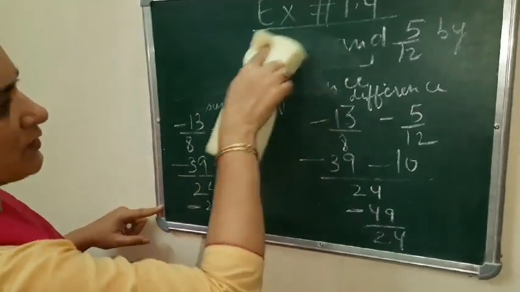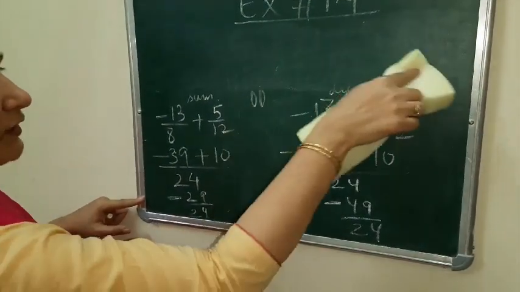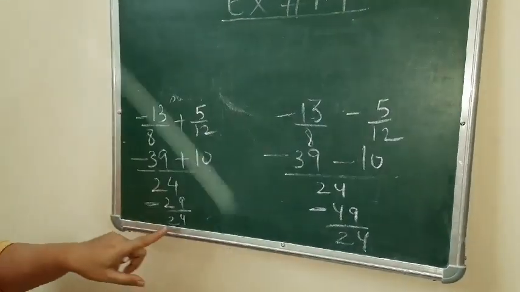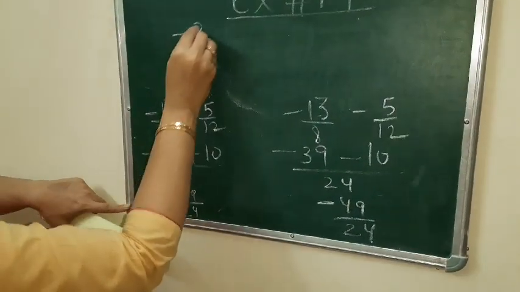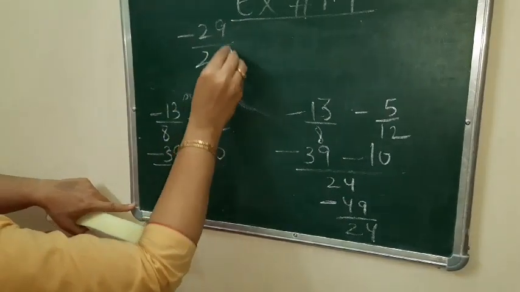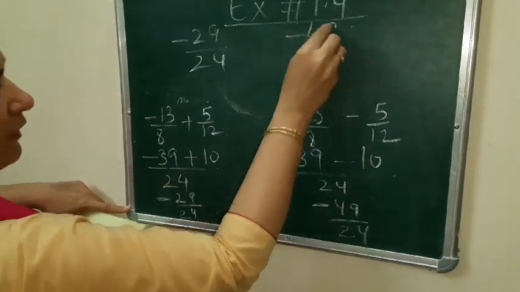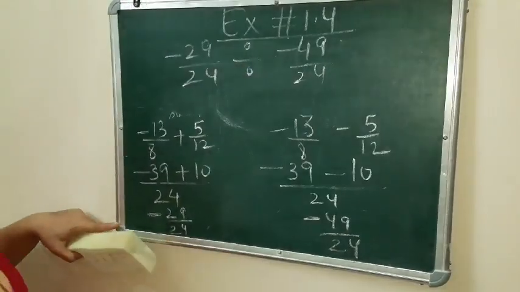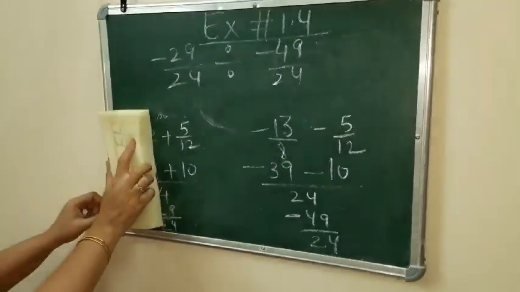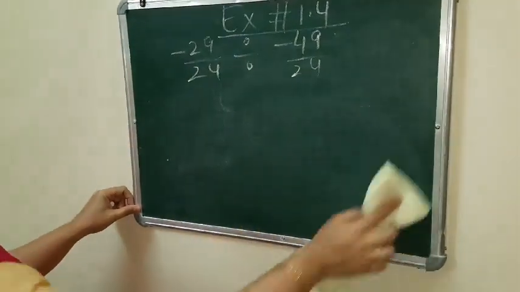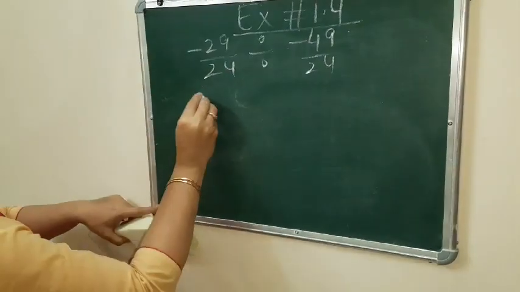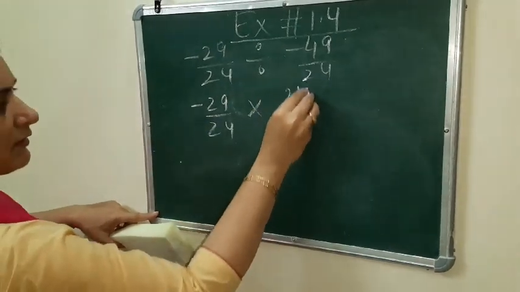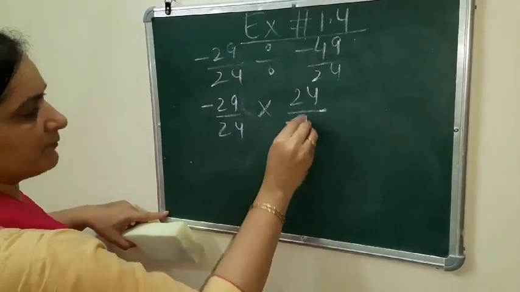Now the question was, divide the sum of these two numbers by their difference. Now sum we have found, sum is this, difference is this, and you have to divide both the numbers. Divide. Now how to divide these? For division I told you, you need to change the sign of division into multiplication and take the reciprocal of the second number, second term.